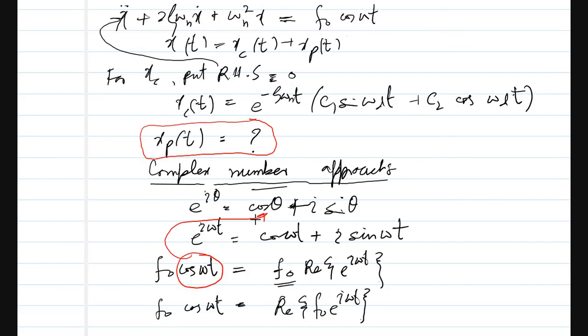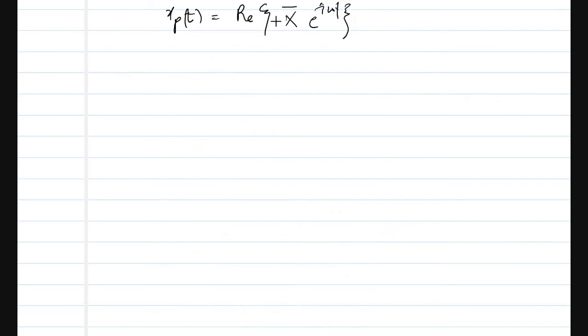Similar is the case for what I'm interested in, x p of t. If I want to express x p of t in the same way as I expressed f naught cos omega t, it is the real part of some x bar e to the power iota omega t. Now what x bar is, I don't know, but from the comparison with the previous function, we know that x bar is some constant, some combination of constants that we have to determine to find the solution of the system.